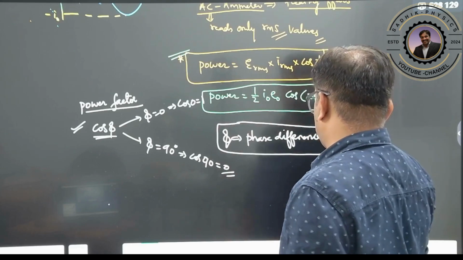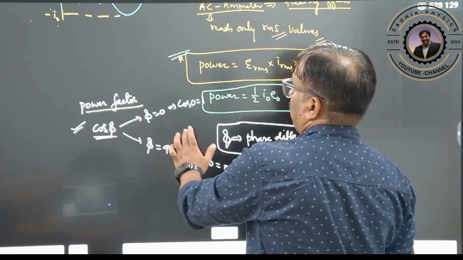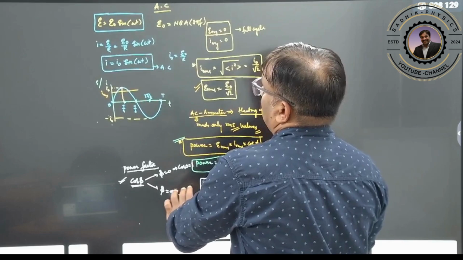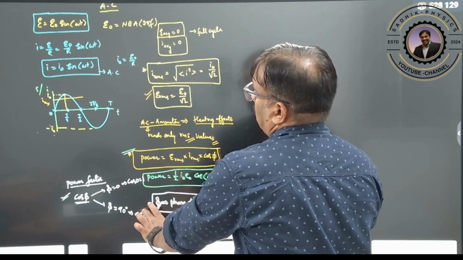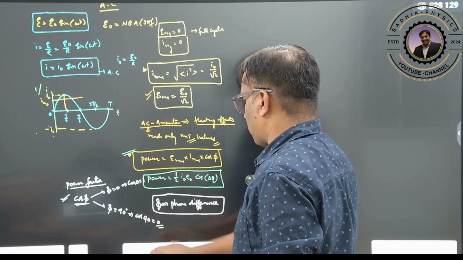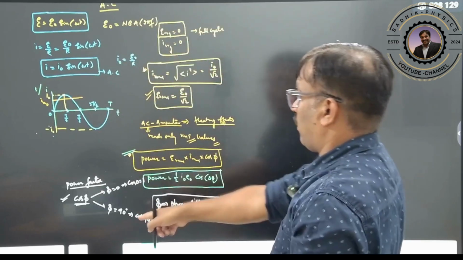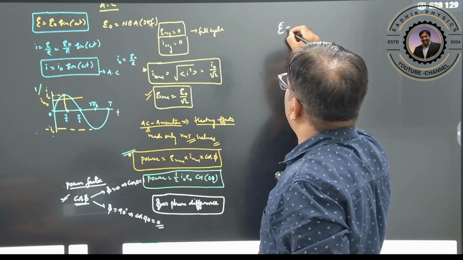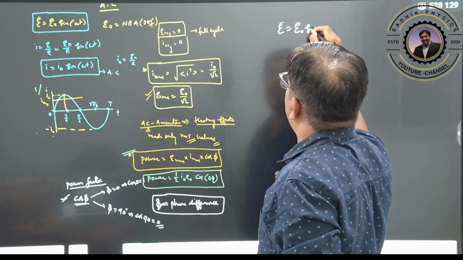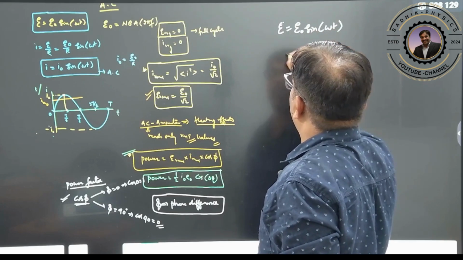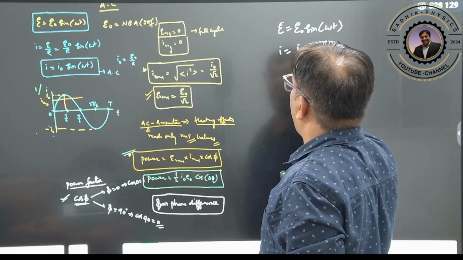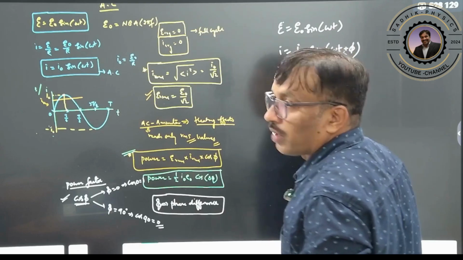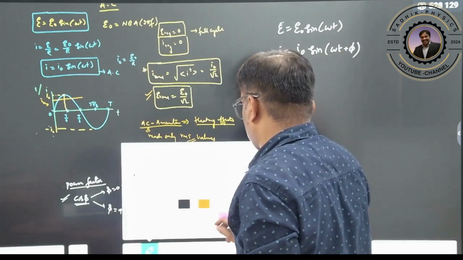So how to calculate this phase difference? Let us see, very easily. These are some basics related to alternating current. Now let us see what this phase difference is. EMF is equal to E naught into sine of omega t, but the current is I naught into sine of omega t plus phi. So what is this phase actually?